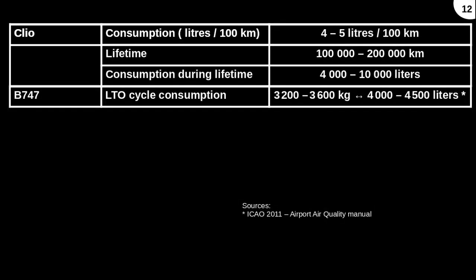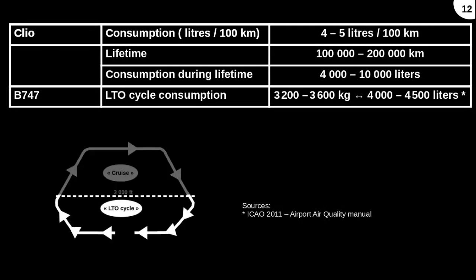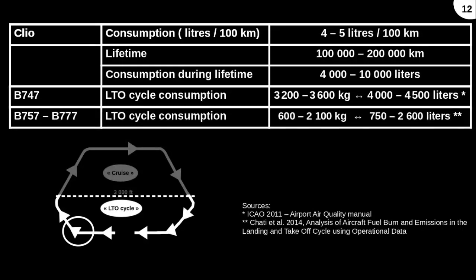A Boeing 747 consumes up to 4,500 liters during its LTO cycle. So one can say that the LTO cycle of a 747, rather than just taking off, burns as much fuel as this small car, but only if the fuel consumption of the car is low and if it has a short lifetime. Moreover, the LTO fuel consumption of other Boeing aircrafts and of comparable Airbus aircrafts based on flight data are much smaller. So the comparison is sort of choosing the aircraft with the biggest LTO consumption. So true or false? I let you make your own decision on the answer.